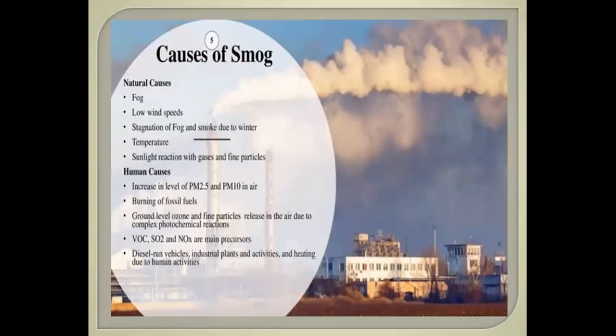Causes of smog. There are two causes of smog, natural causes and human causes. Natural causes include fog, low wind speeds, stagnation of fog and smoke due to winter temperature, and sunlight reaction with gases and fine particles. Human causes include increase in level of particulate matter 2.5 and 10 in air, burning of fossil fuel, ground level ozone and fine particles in the air due to complex photochemical reaction. Volatile organic compounds, sulfur dioxide and nitrogen oxides are the main precursors. Diesel run vehicles, industrial plants and activities, and heating due to human activities are some of the human causes of smog.